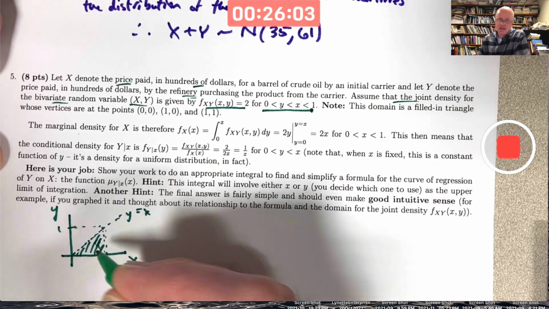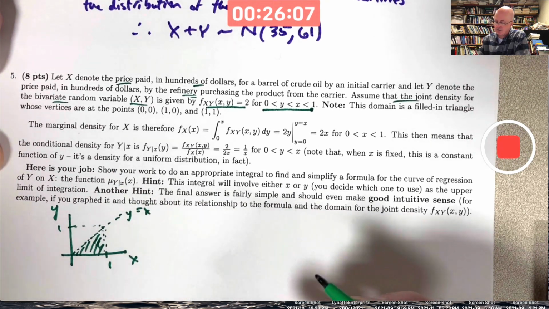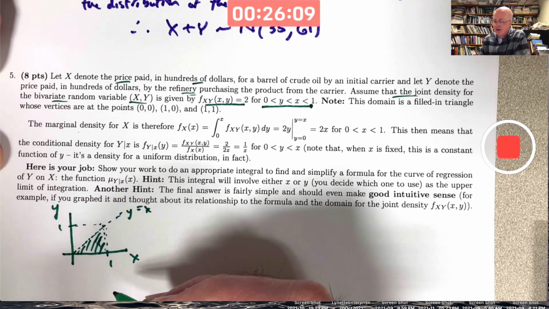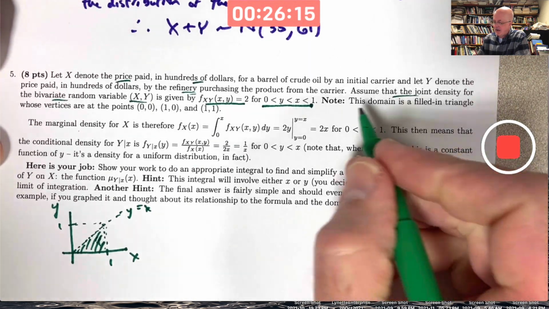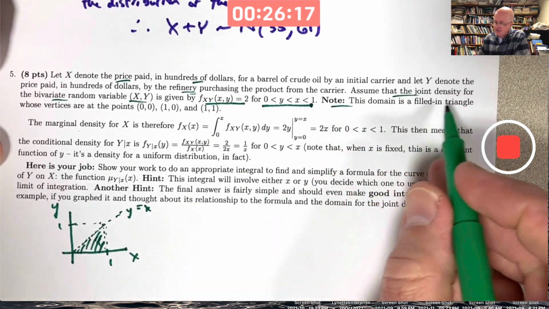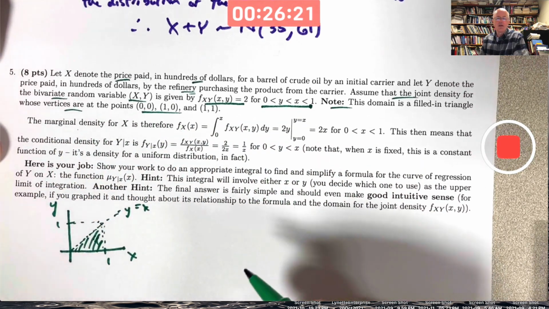All of these points have the property that their second coordinate is smaller than the first coordinate because they are below that line. Okay? It's real important to be careful in thinking about how to draw that. That takes practice. Well, okay, I even told them what it was. It's filled in rectangle or triangle with these vertices. Okay? There it is.